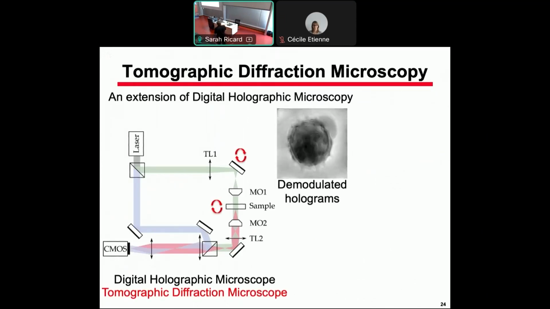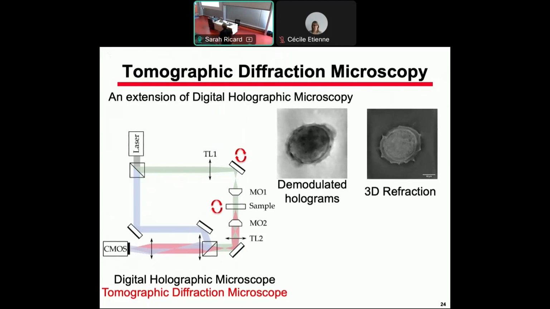So the trick is quite interesting. You have to demodulate the holograms, and the holograms are all of rather low quality. And in fact, when you see the illumination, it's tilting the angle more and more. So they are not so nice. But anyway, if you recombine everything, you get a very nice 3D refractive index image. Here we have a numerical optical section of the sample starting at the surface, with much better image quality.